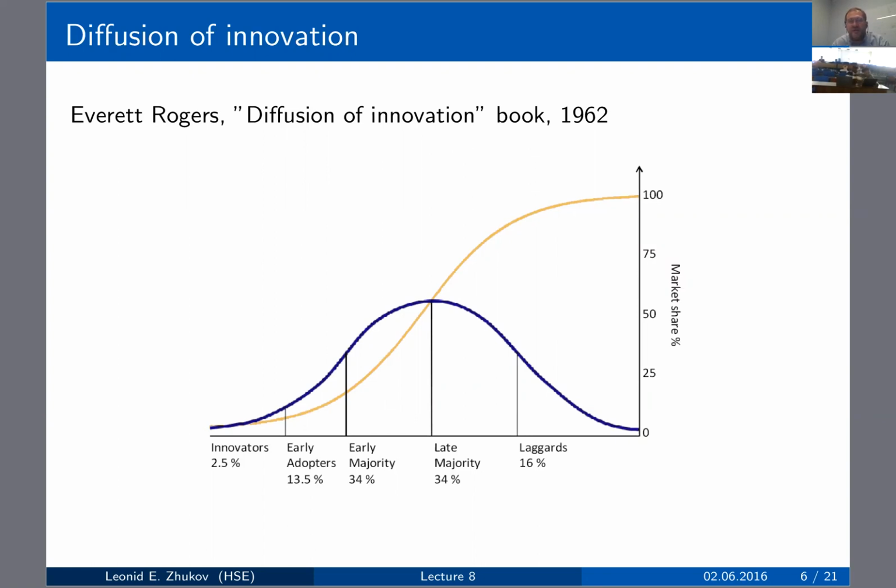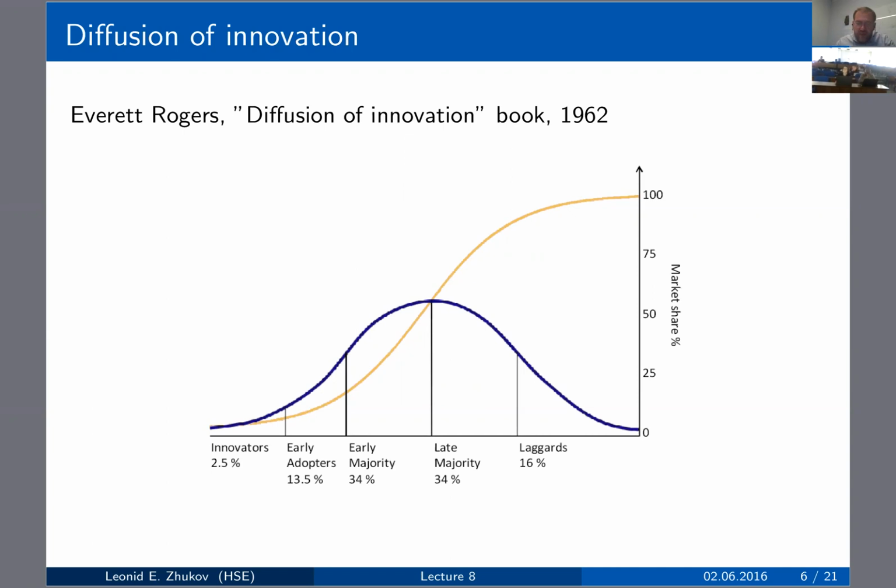Now, touching a little on the marketing side of things, I'm sure you have seen these types of curves: when you have an innovation, you have innovators, early adopters, early majority, late majority, and then laggards, in terms of how people adopt a new technology. And if you sum these up, you get this yellow-orange curve, the S curve of market share.